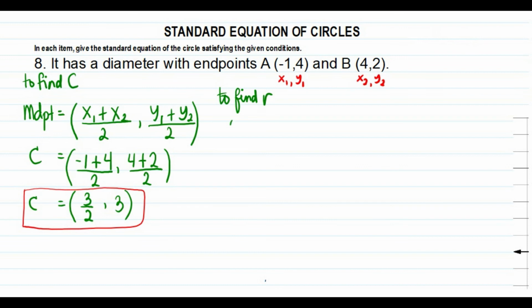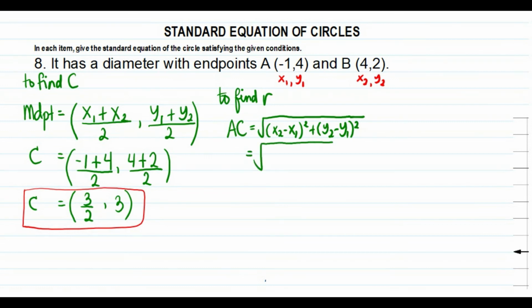A, C. Nagawa na natin to in the last video. Get the distance formula. So, let's have the square root of x sub 2 minus x sub 1 squared plus y sub 2 minus y sub 1 squared. Okay, hindi ko na binabaan ng ayos, ha. Now, substitute the values. This will serve as the radius, yung A to C.